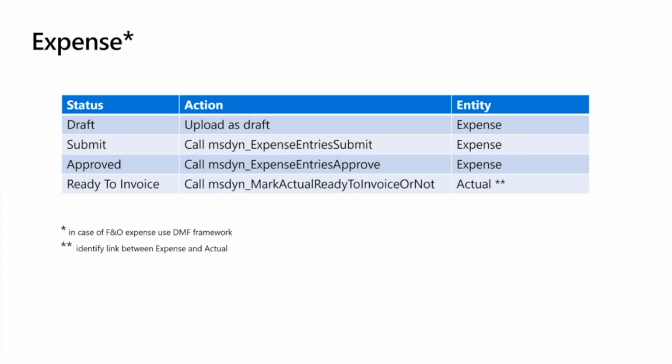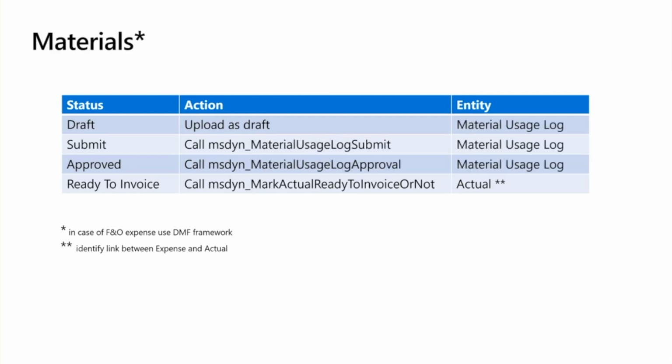Expense, similar scenario. On the expense entity, we have expense entry submit, expense entries approve, and mark actual ready to invoice, which is the same on your actual entity. Of course, there is a remark here. You could also use the expense module in Finance and Operations. And of course, you would not upload your expenses then in Dataverse, but you would upload them via Finance and Operations, and then have to bring them through the workflow in Finance and Operations.